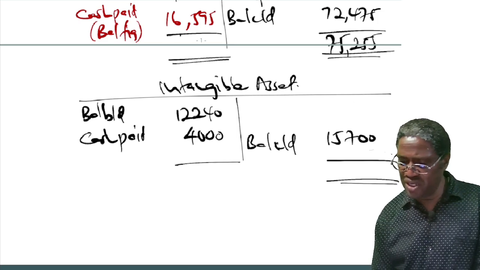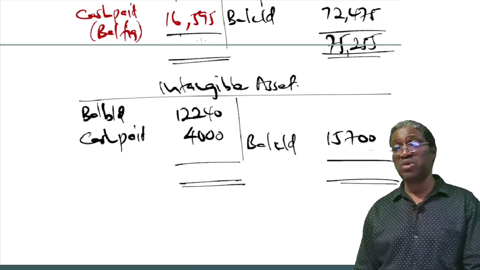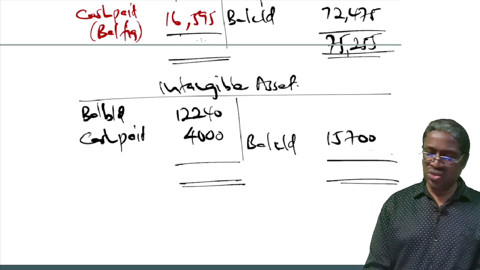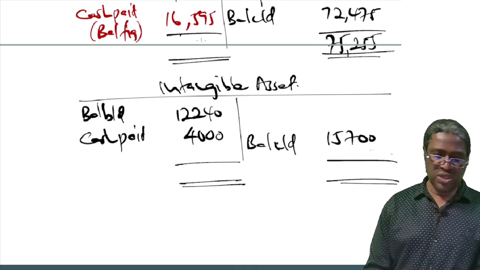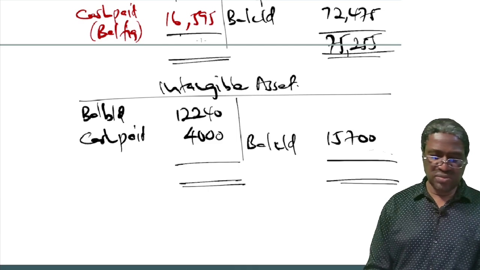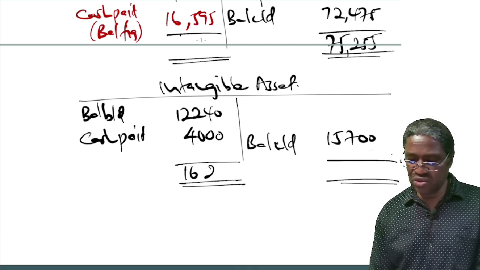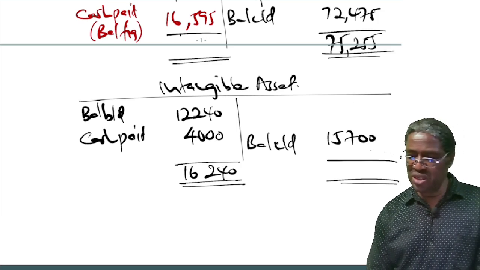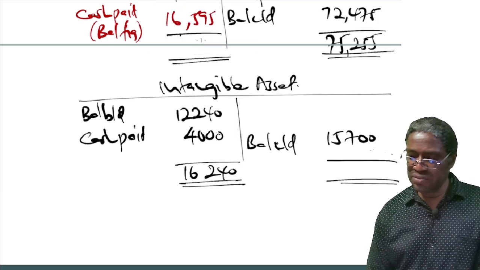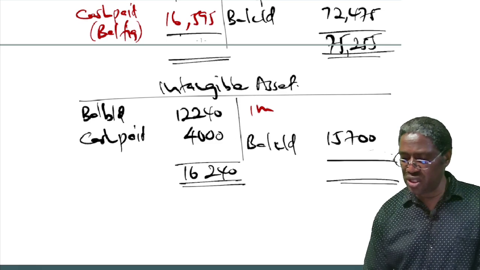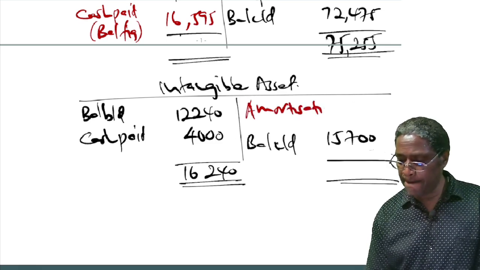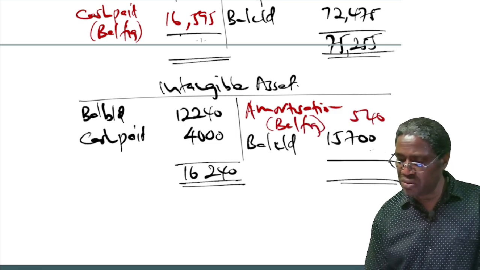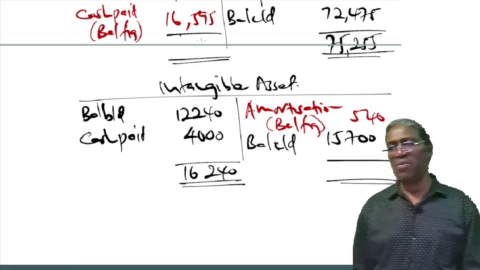Would there be a balancing figure? Yes. The debit side looks to be more than the credit side. Debit side looks to be more by how much? So this is 12,240 plus 4,000. That comes to 16,240, minus 15,700. That gives me an amount of 540. This is amortization. Let's call it amortization as a balancing figure. And I'm getting 540. 540 would be the amortization amount.